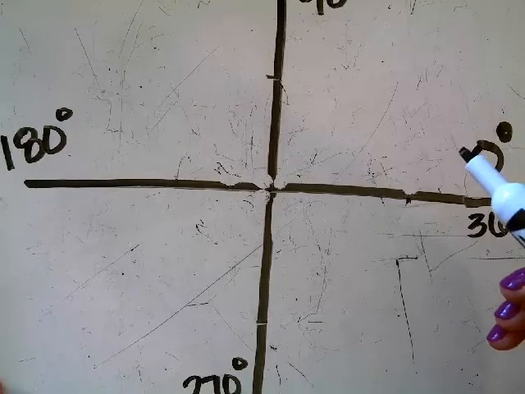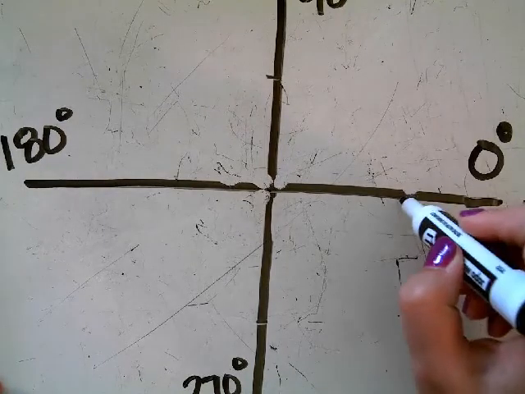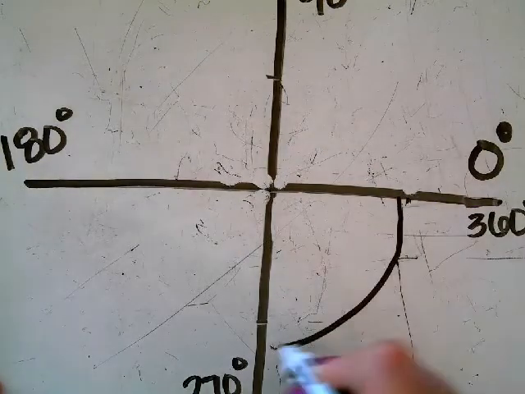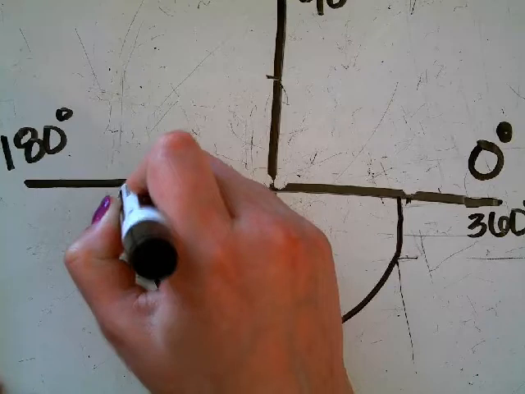So we've got negative 90 degrees, another negative 90 degrees makes negative 180, and then a little bit more. There's your negative 190.